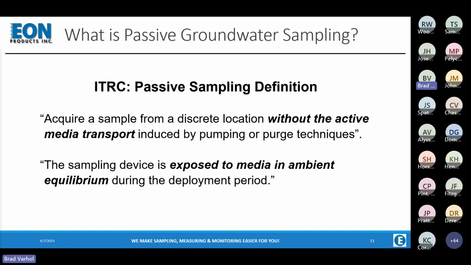Let's start with the definition of what is passive sampling. The ITRC tells us that passive sampling acquires a sample from a discrete location, and the key here is that this is done without the active media transport, without moving the groundwater that's induced by pumping or purge technologies. Passive sampling also involves that the sampling device is exposed to the media under ambient equilibrium during the deployment period. So we're not changing the water flow, direction, or rate.